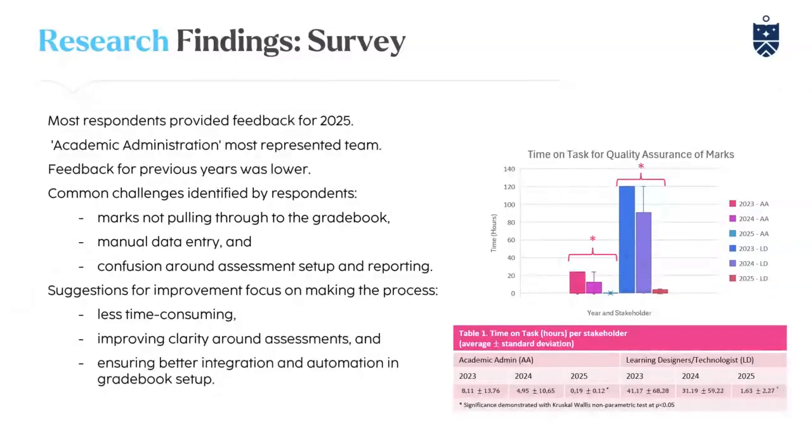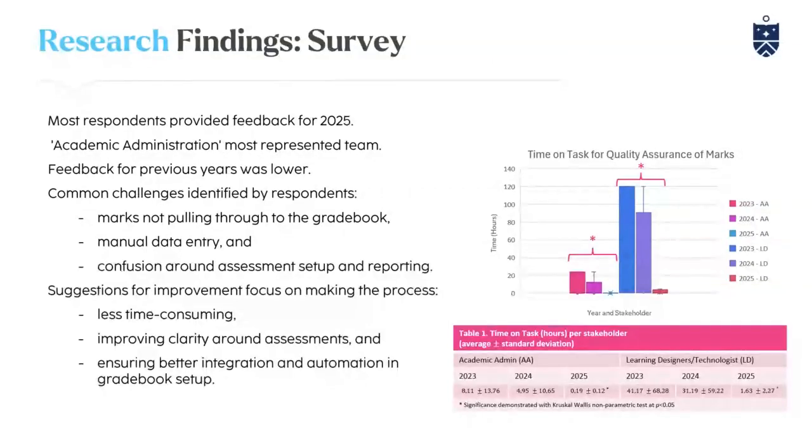On the right, you can see a bar graph comparing the years between our AAs and then our learning design teams to the right. We did a Kruskal-Wallis non-parametric test to test if there was a significant decrease in the time on task for quality assurance processes between the two groups across the years. And we saw within the groups there was definitely a significant drop comparing 2023's time on task and 2025's time on task. The individual time on task is reported in the table at the bottom right.